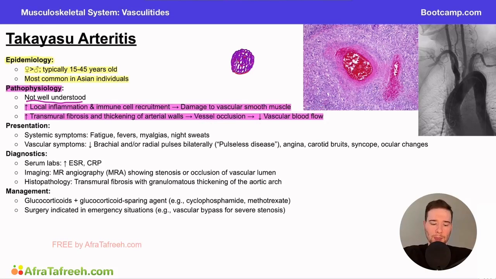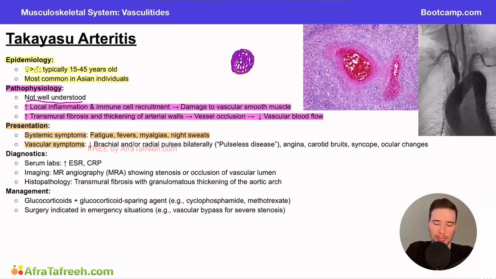Now, when we think about the presentation here, I'm going to break this up into systemic symptoms and vascular symptoms. So our systemic symptoms can include things like fevers, fatigue, myalgias, and night sweats, which are not super specific in and of themselves, but indicate an inflammatory process or an inflammatory reaction, right? We can see these in vasculitis conditions. We can also see these types of presentations in cancers or even just general infections throughout the body. But where you can really differentiate this pathology from other pathologies is with the vascular symptoms.